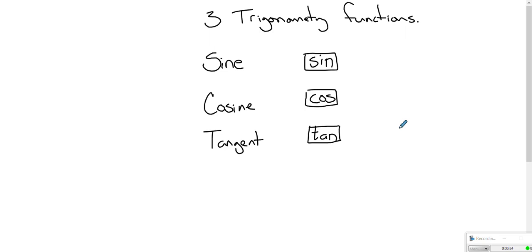Okay? Now you're going to need to know what these three trig functions represent. The sine function represents the opposite leg over the hypotenuse. The cosine function represents the adjacent leg over the hypotenuse. And the tangent function represents the opposite leg over the adjacent leg.